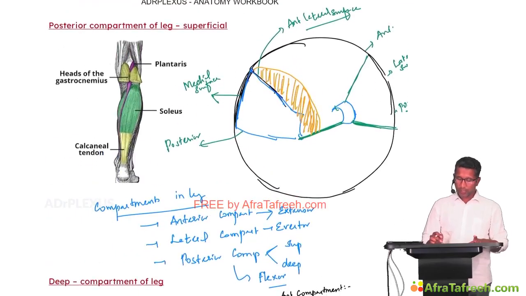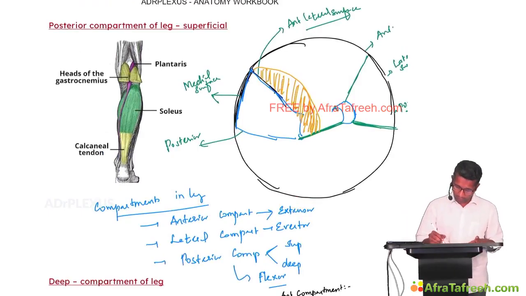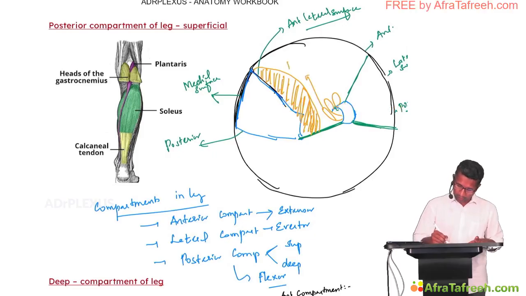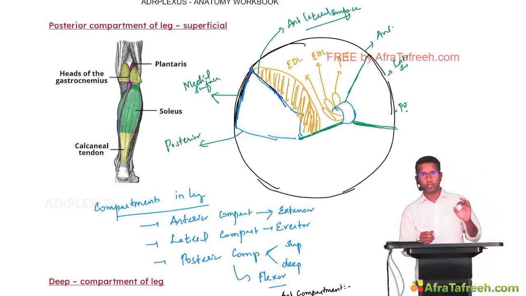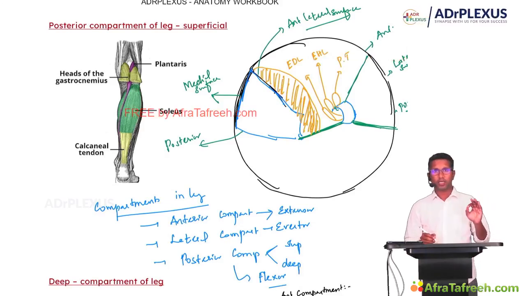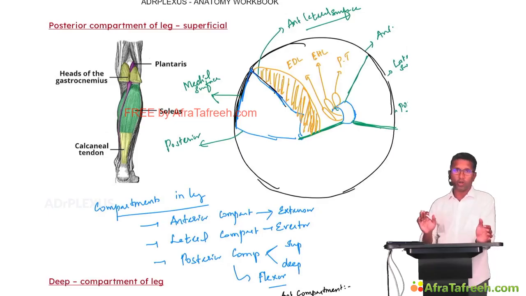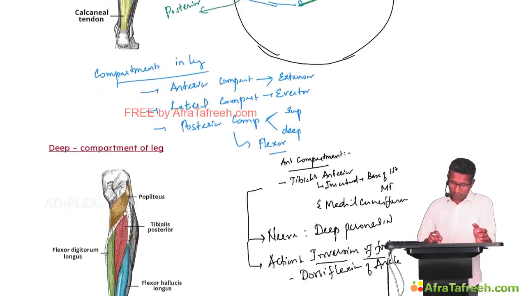The next three muscles are attached to the fibula. What are the three muscles attached to the fibula? They are extensor digitorum longus, extensor hallucis longus, and the last muscle, peroneus tertius. All these three muscles are attached to the fibula. They are not attached to the tibia, so they don't have their origin from the tibia. They have their origin mainly from the fibula.